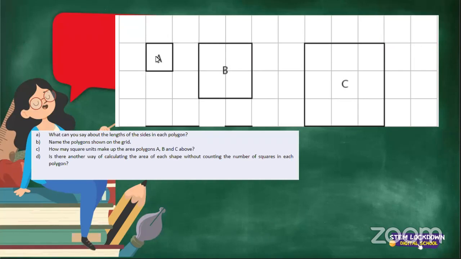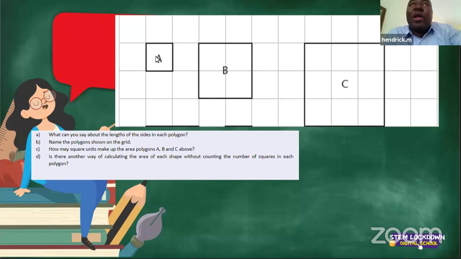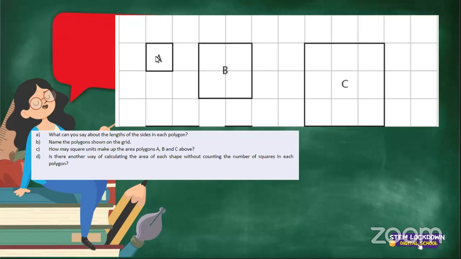I think the area of B will be length times breadth, and it will be 4. Yes. And how did you calculate 4? Length times breadth. Okay, length times length. Remember, it's a square. There's no length and breadth, because they are equal, you can just say length times length. So that will be 2 times 2, which is 4. Yes, and the last one, C, what will be the area there?